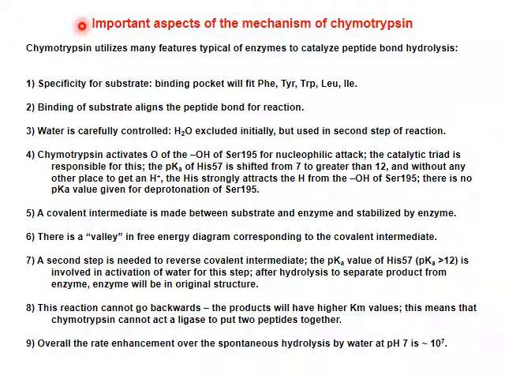So this outlines some important aspects of the mechanism of chymotrypsin. I don't want you to memorize this, but I want you just to think about it in terms of your knowledge of the mechanism, and this stuff should make sense in terms of what's happening. Can you read this and see that in the diagram that I showed you from Lehninger? Can you look at another diagram of a protease mechanism and understand what's going on?